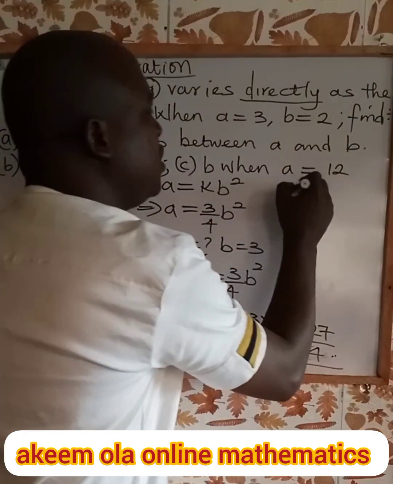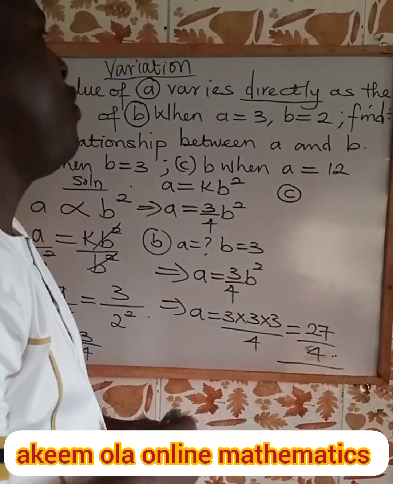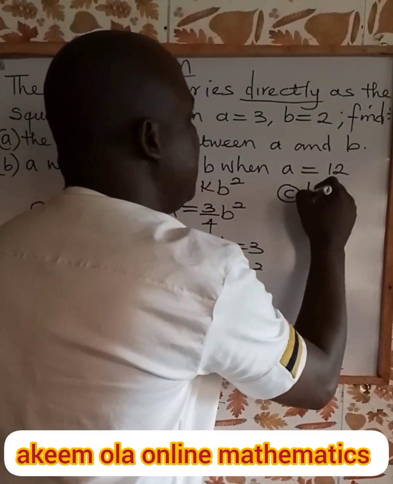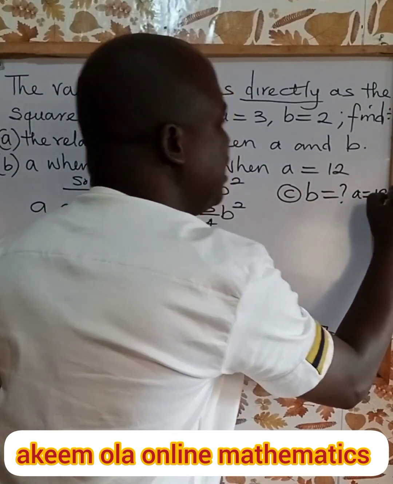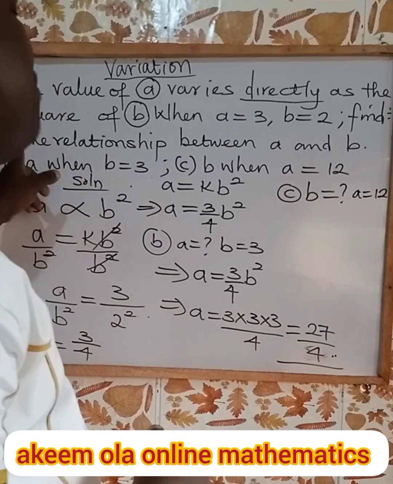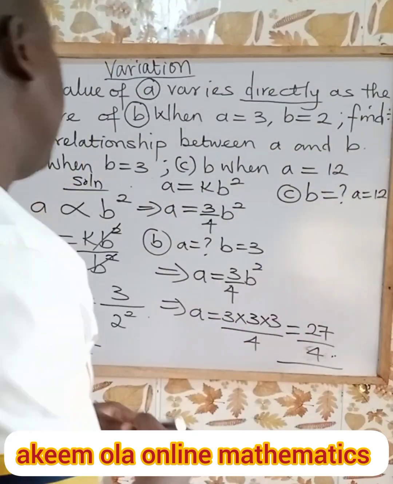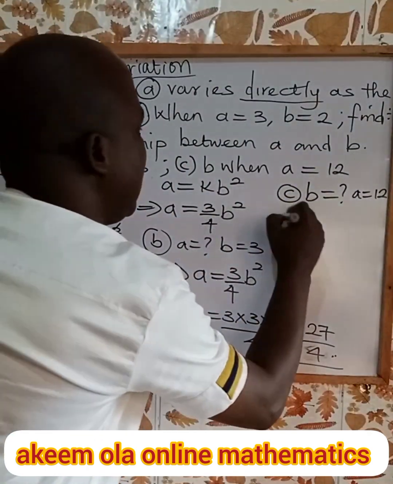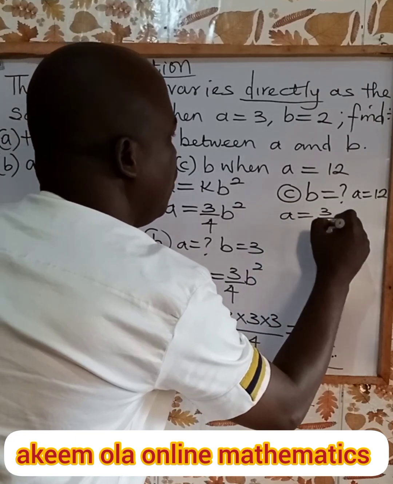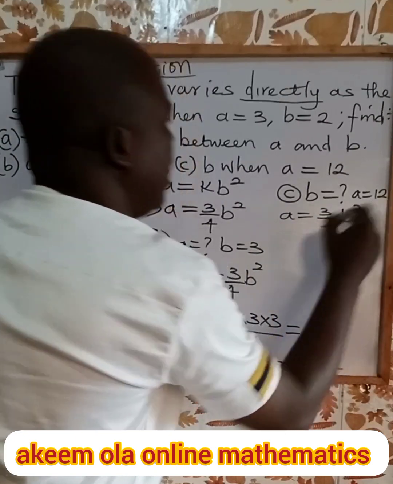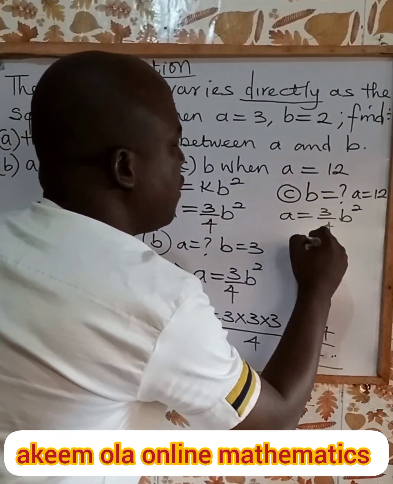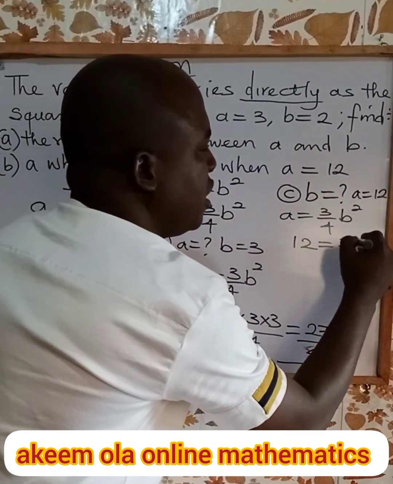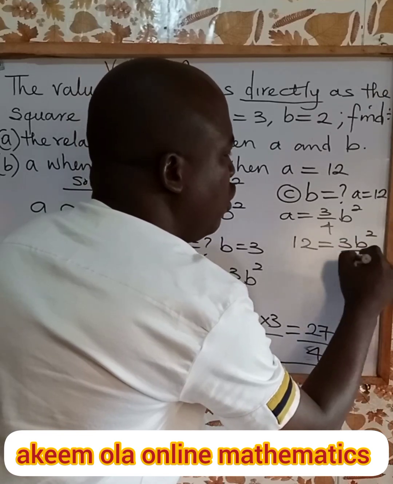Then we can now go to the c part of the question. We are asked to find b when a is equal to 12. We are still going to make reference to our relationship. What is that a again? We have a is equal to 3 all over 4 times b squared. Now, our a is 12, so we have 12 is equal to 3b squared all over 4.